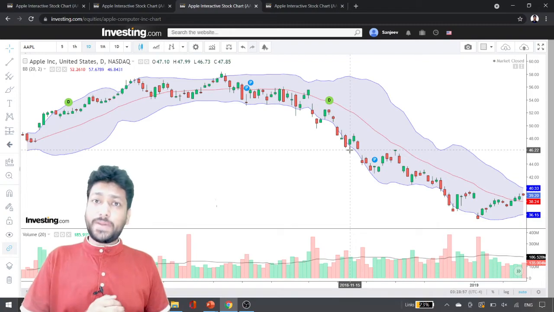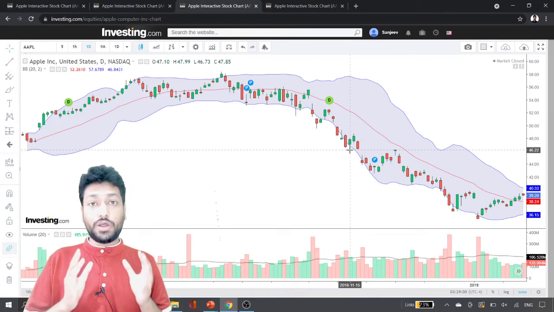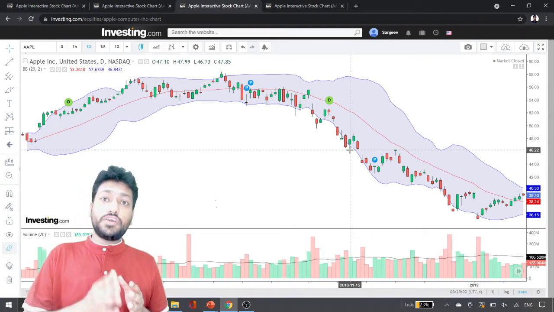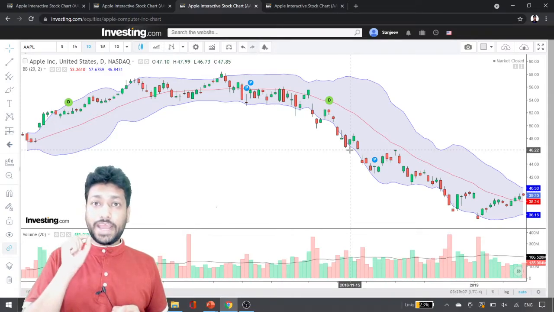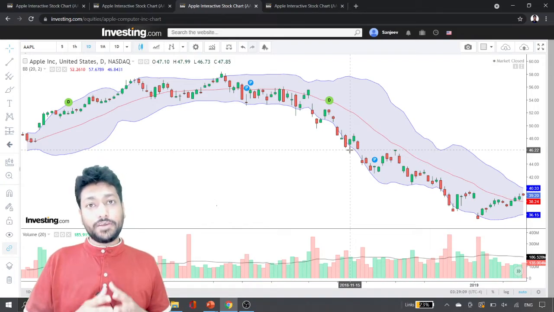So the Bollinger Band is an important tool to identify the volatility, and if used with other indicators, it can provide a reasonable criteria for entering the signals in the market for buy and sell.